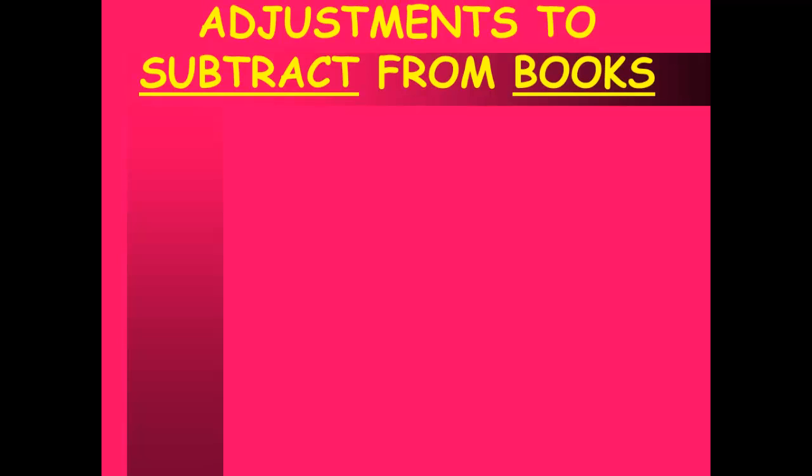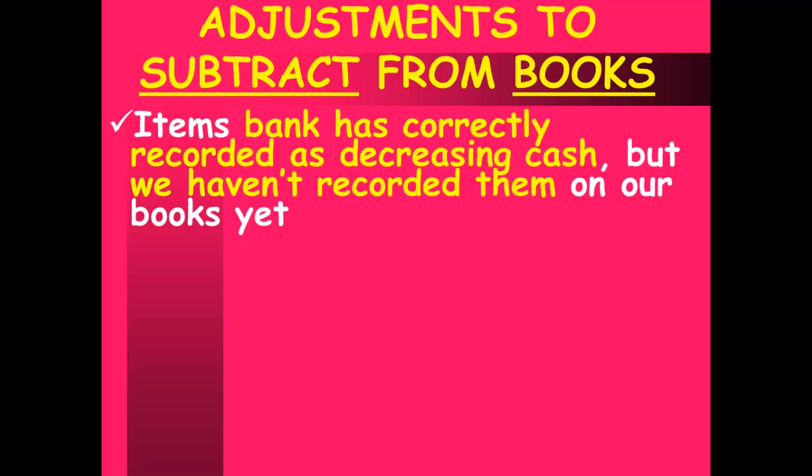What do we subtract from the book balance? Things that the bank has correctly recorded as reducing my balance, but we don't know about them yet. We don't have them on my books yet. Bank service charges. Maybe the bank charges me a fee each month. I have not made the entry on my books yet because I didn't know what the amount was going to be this month. The bank has correctly taken that money out of my account. I don't have it on my books yet.